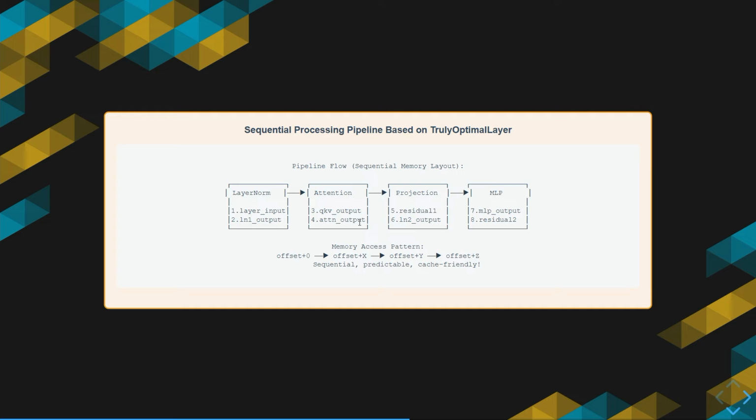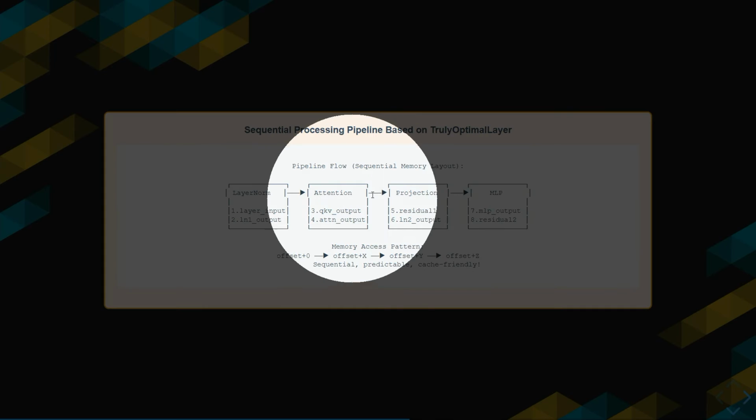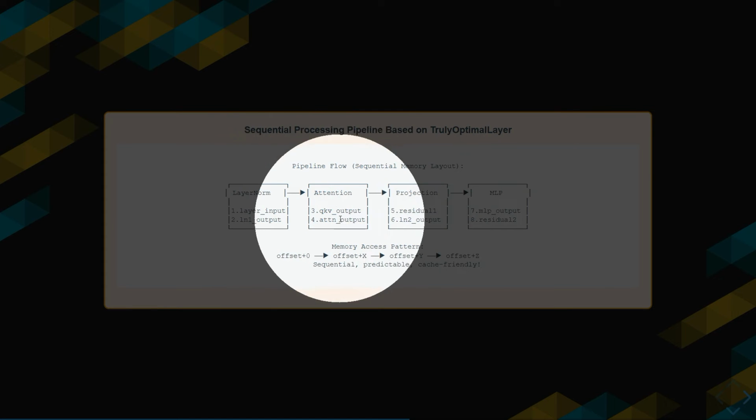And the direct result of that bump allocation is the sequential processing pipeline. The data flows seamlessly through the transformer layer. The output from layer norm is physically located right next to the memory region of the attention step, and the output of that region is for the projection, and so on. So you can say that the output over here is the input for this one and vice versa. You're going from 1 to 2 to 3 to 4.